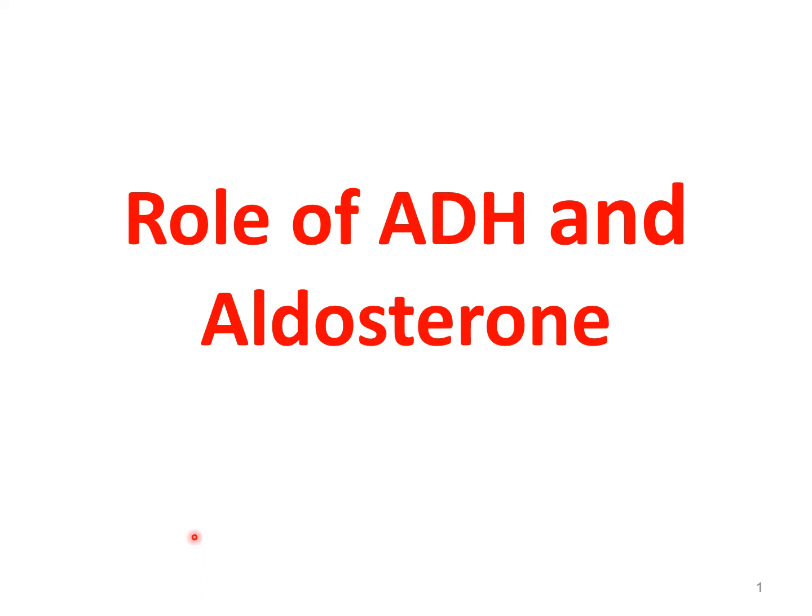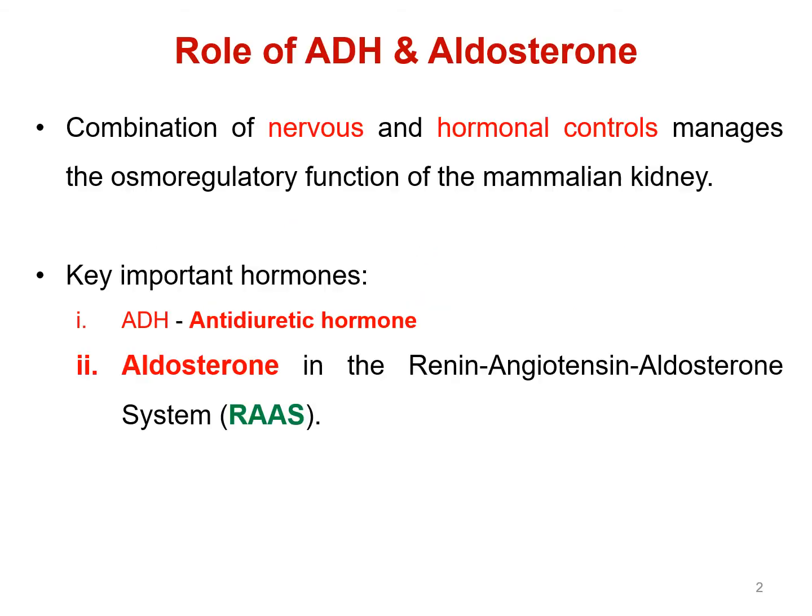Alright, so for the last part of the chapter on homeostasis, we are going to look at the role of ADH and aldosterone. Basically, ADH stands for antidiuretic hormone. This is the hormone that causes more aquaporin to be present at the collecting ducts and also the distal tubule, so that more water will be reabsorbed. And the other hormone is aldosterone.